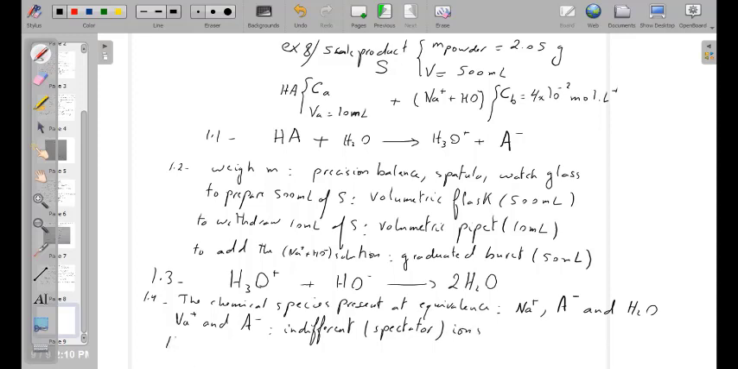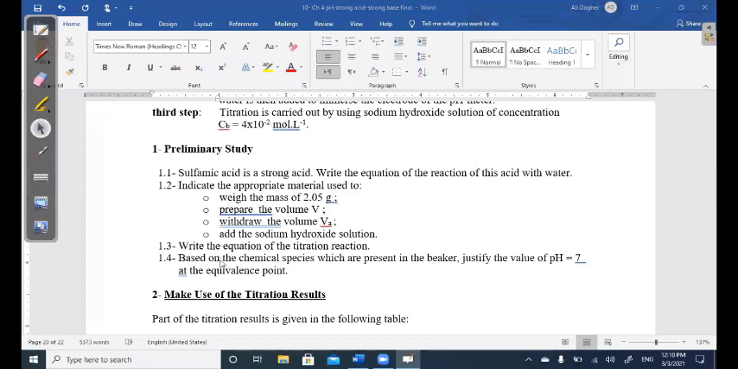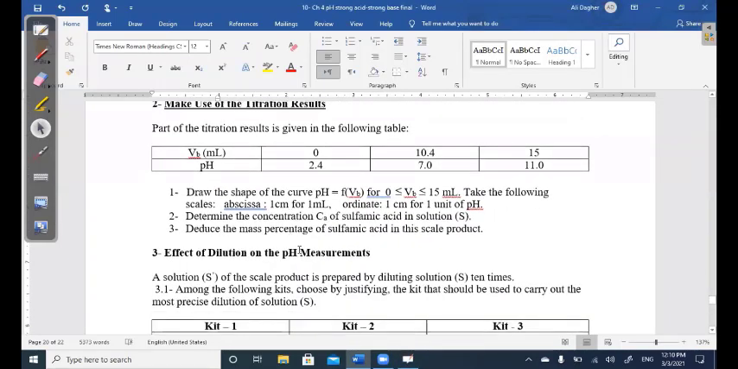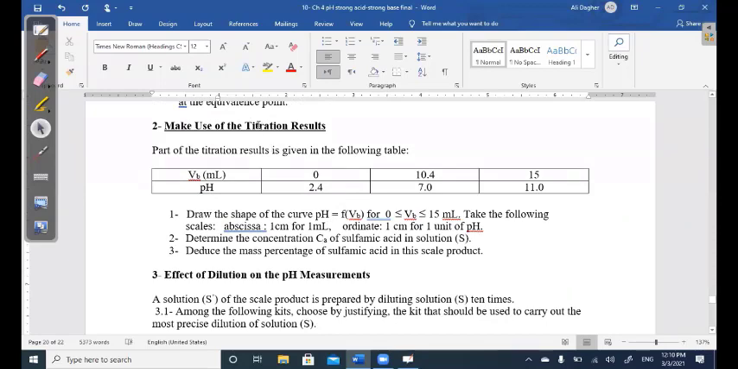It remains H2O. H2O is neutral. Then pH equals 7. This is part 1. Part 2, make use of the titration result. Part of the titration result is given in the following table.